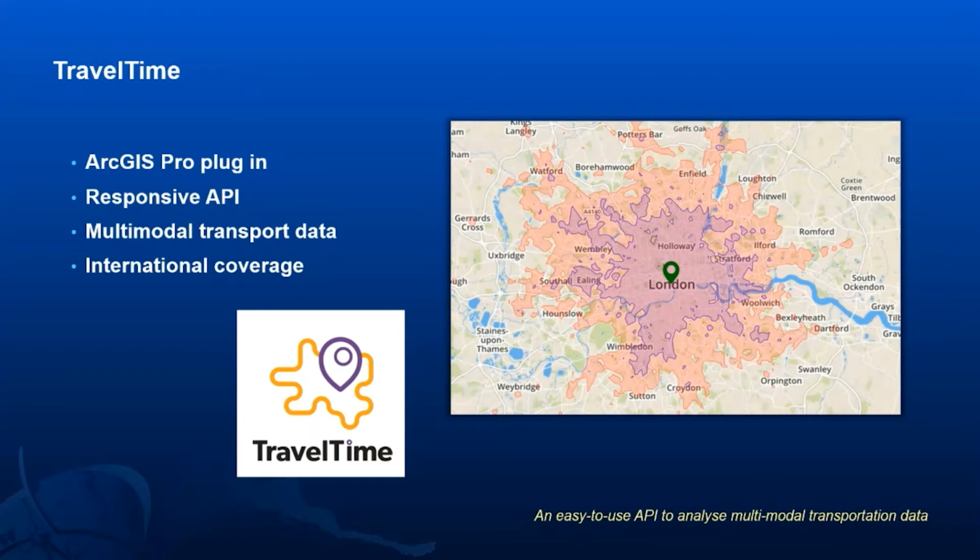TravelTime is a recent data partner to Esri UK and have made their multimodal transport data accessible to ArcGIS users via a new plugin. The API integration can be used to map location-based data by multimodal travel time, including public transport, instead of distance or as the crow flies. This data is also international and covers all of Europe, North America, Australia, plus a few other countries. I'll be demonstrating some travel time isochrones today to understand the journey times of my employees' work commute.